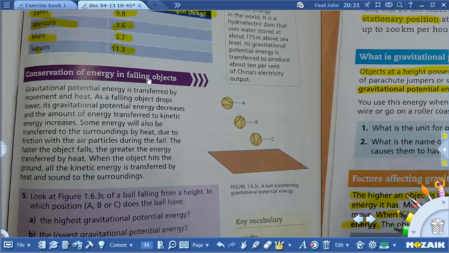Conversion of energy in a falling object. That means how energy converts when an object falls.